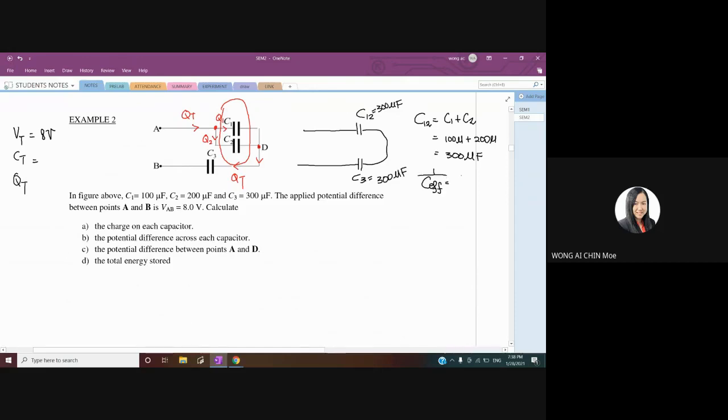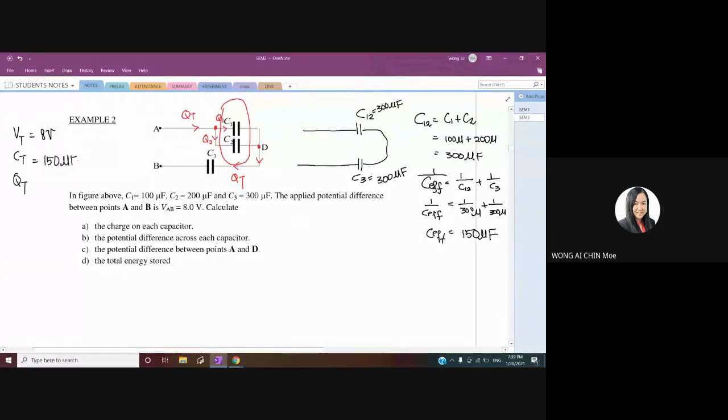When you want to find the series, you will use 1 over C effective equals 1 over C12 plus 1 over C3. You substitute the values, 1 over 300 micro plus 1 over 300 micro, and you will get C effective equals 150 microfarad. So this is the C effective.